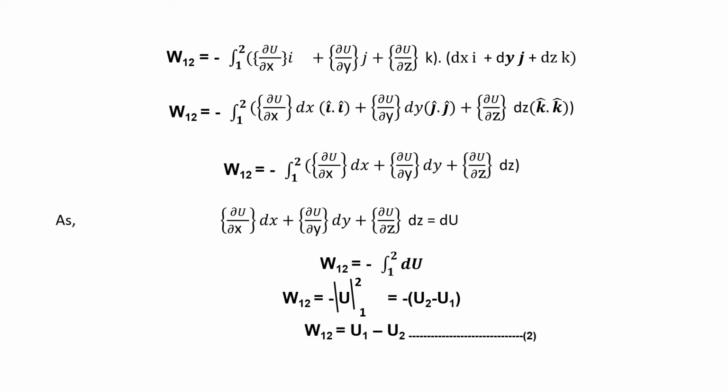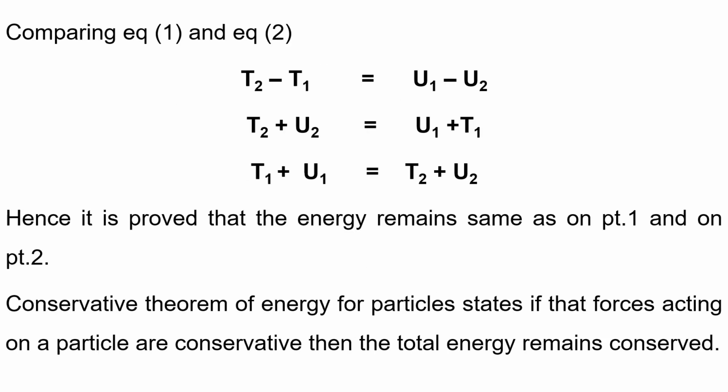We have here got two equations for the work done, for the kinetic energy and the potential energy. Now the two equations can be compared, as both are the work done on the path from 1 to 2, so we can equate these two equations. By comparing, T2 minus T1 is equal to U1 minus U2, and rearranging the equation with the terms of 2 and 1, T2 plus U2 is equal to U1 plus T1, that is, T1 plus U1 is equal to T2 plus U2.